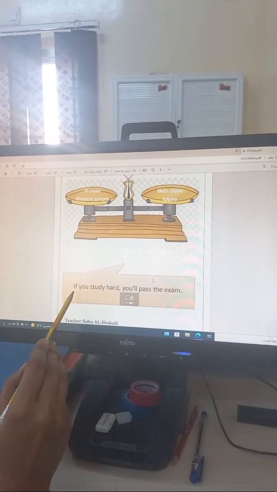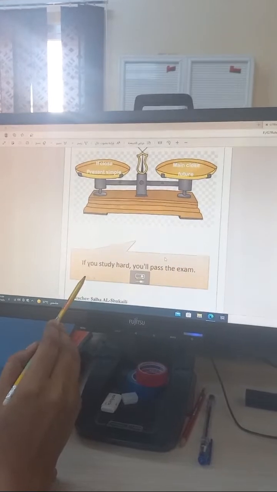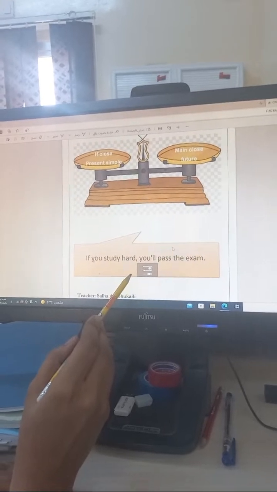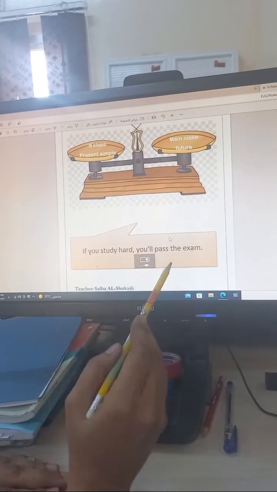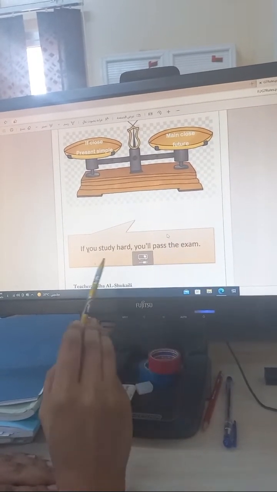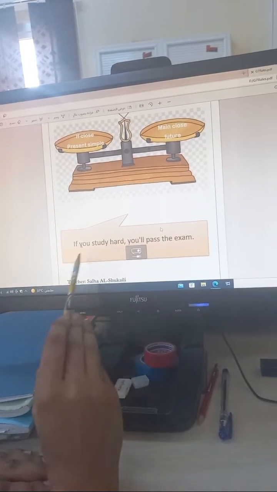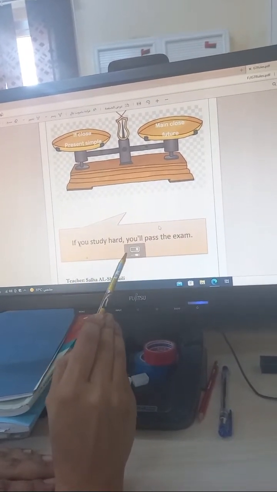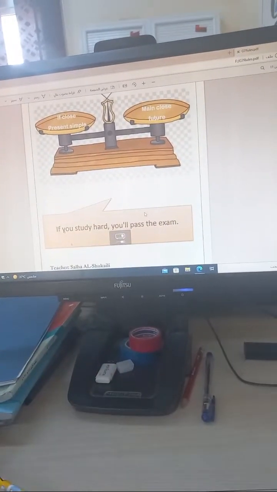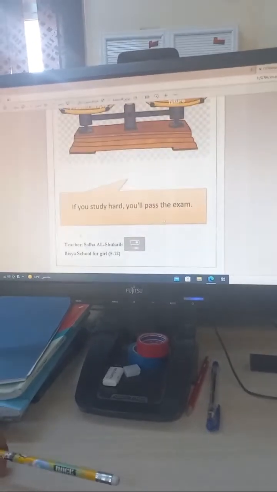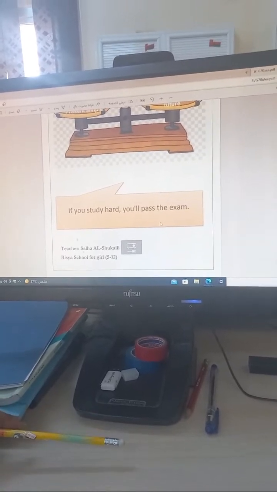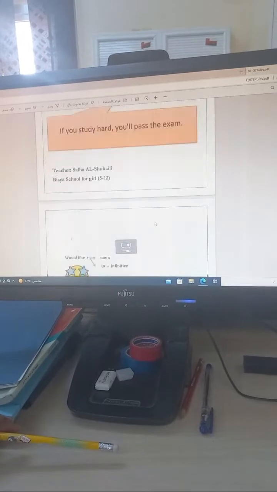So for example, I will give you an example for singular. If she plays computer games for a long time, she will not pass the exam. Here it is negative. If she plays computer games for a long time, she will not pass the exam. Here we used the negative, so we said if she played electronic games for a long time, she will not pass the exam. She will fail.